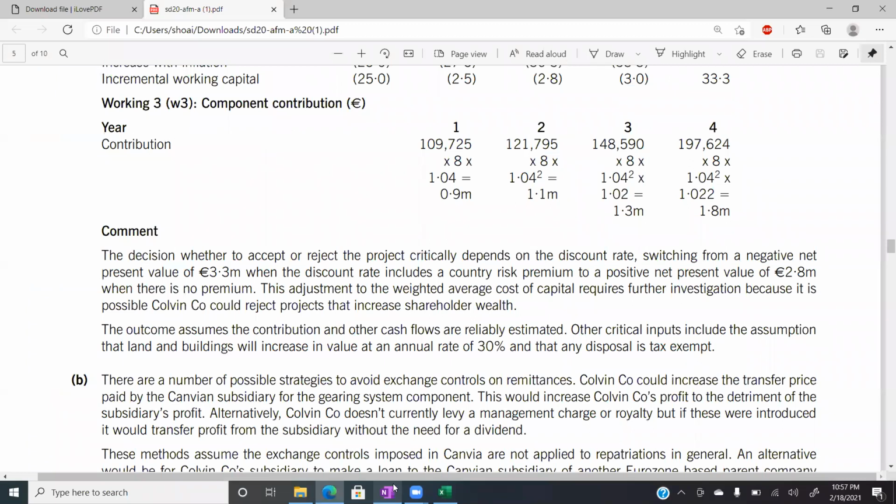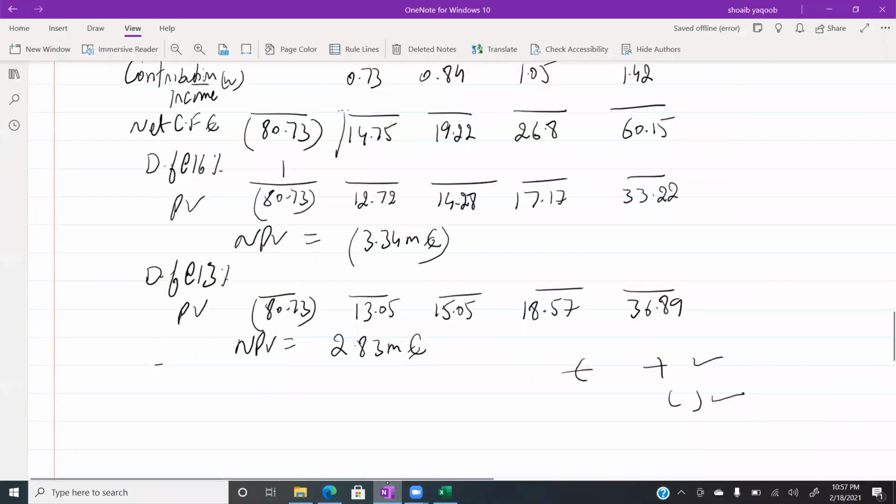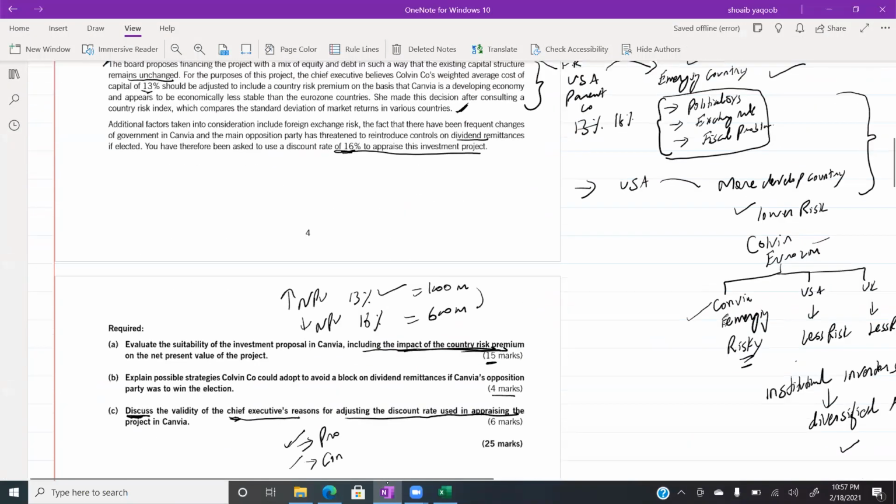Okay. So the last two lines: the outcome assumes that contribution and other cash flows are reliably estimated. Other critical inputs include the assumptions that land and building will increase in value at an annual rate of 30% and that any disposal is tax exempt. These are also assumptions. You have written the simple assumptions here. Nothing critical here, no special case. Okay, what about the B part?